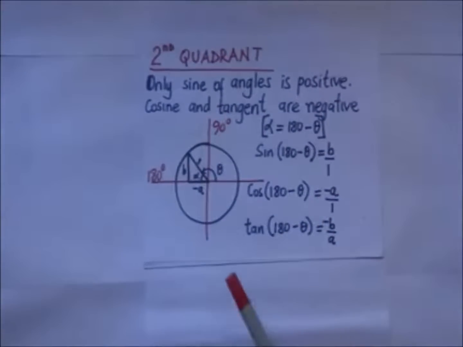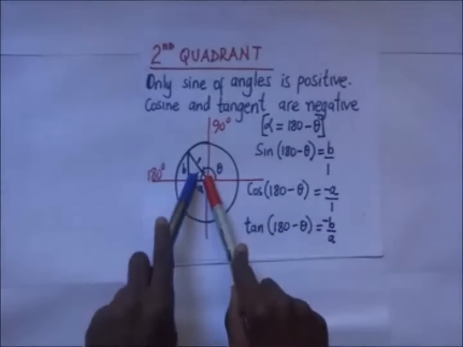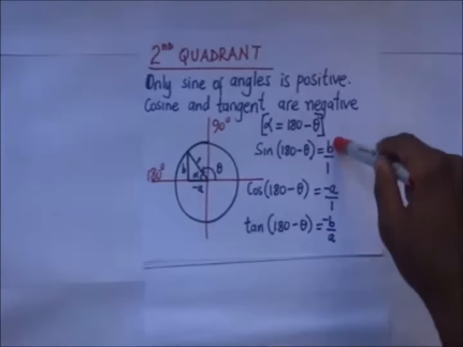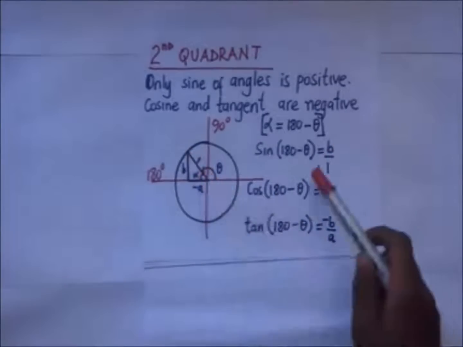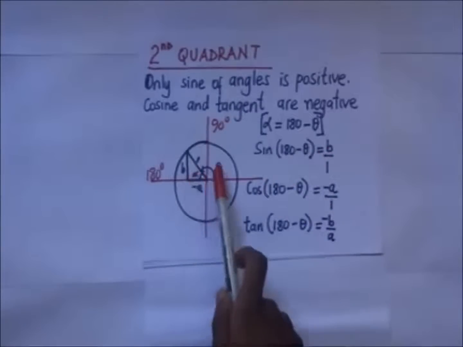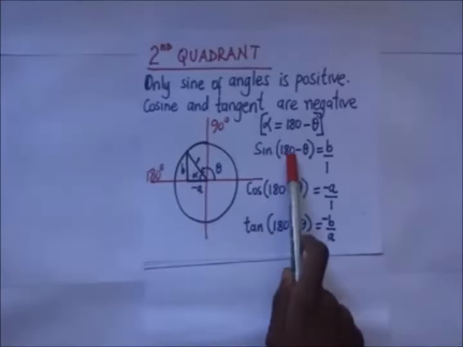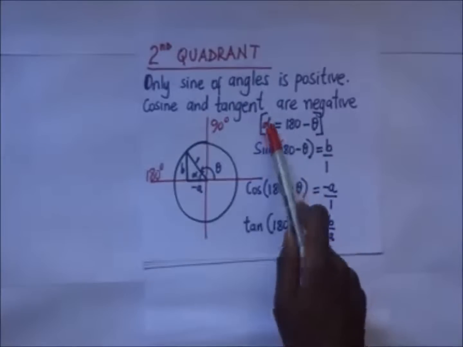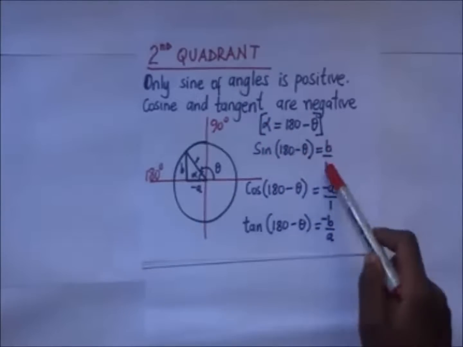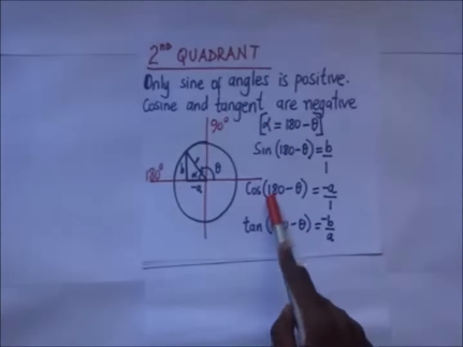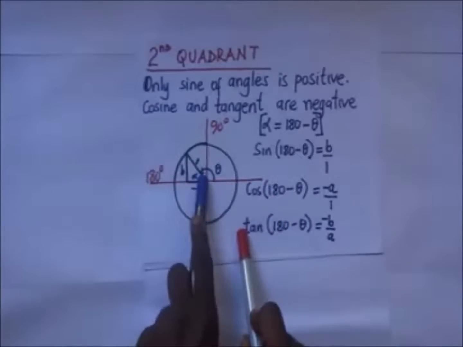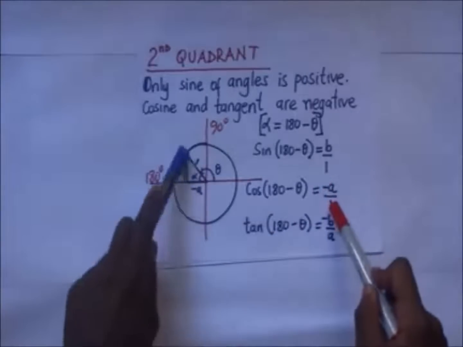So if we go ahead and consider this angle, alpha, we find the sine of alpha is going to be opposite, which is B, over hypotenuse, which is 1. So 180 minus theta is the same as alpha. That's what we're talking about. So sine of alpha is B over 1. Then the cosine, we know cosine is going to be equal to adjacent over hypotenuse. Now cosine of alpha is the adjacent. The adjacent one is a negative over hypotenuse, which is 1.